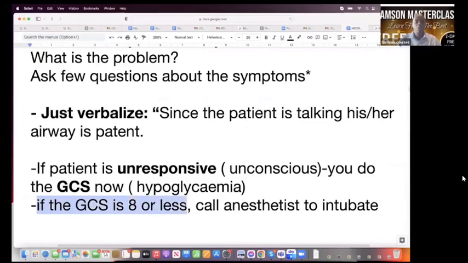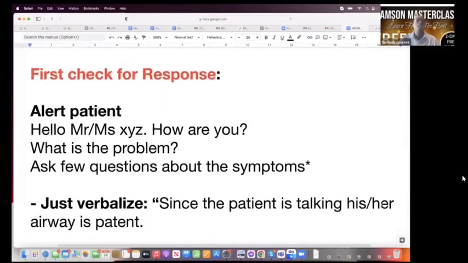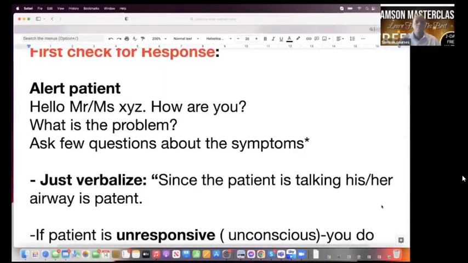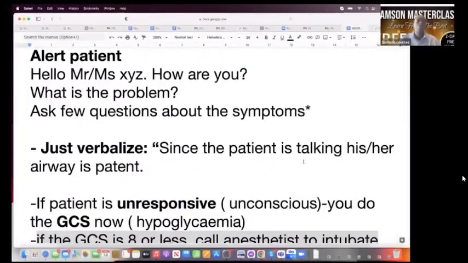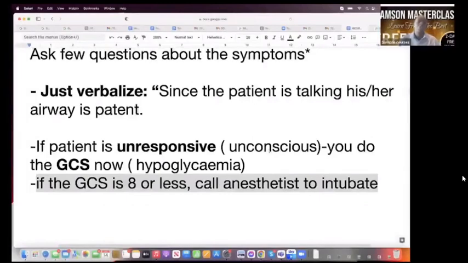And if the Glasgow Coma Scale is 8 or less, you would indicate that you need to call an anesthetist to intubate the patient because the airway is compromised. The GCS of 8 or less, the airway is compromised. You would call the anesthetist in this particular case. So we have two scenarios here in our assessment of the airway. We have a patient that is responsive, and a patient that is unresponsive.